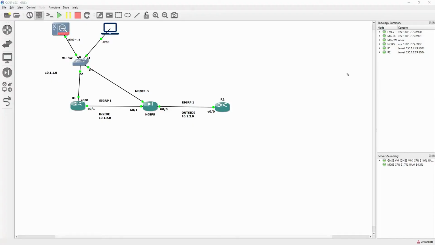In this video, we are going to discuss FTD in transparent mode. Whenever the FTD is in transparent mode, you can also refer to it as a next generation IPS, intrusion prevention system, that is NGIPS. That's the reason I have given the name over here.